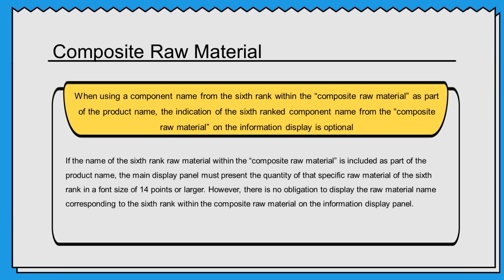If the name of the 6th rank raw material within the composite raw material is included as part of the product name, the main display panel must present the quantity of that specific raw material of the 6th rank in a font size of 14 points or larger. However, there is no obligation to display the raw material name corresponding to the 6th rank within the composite raw material on the information display panel.